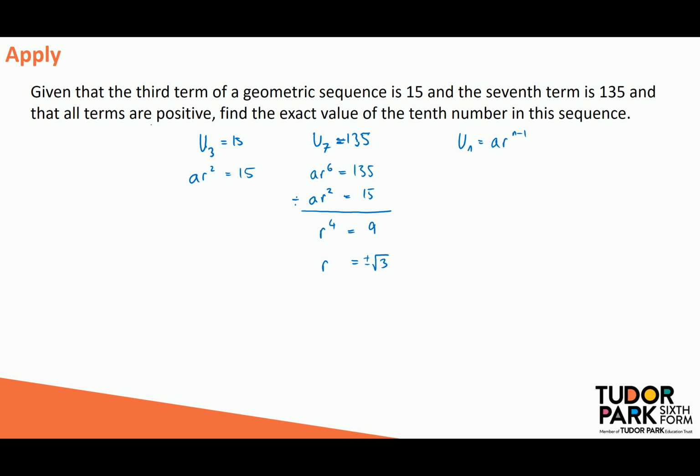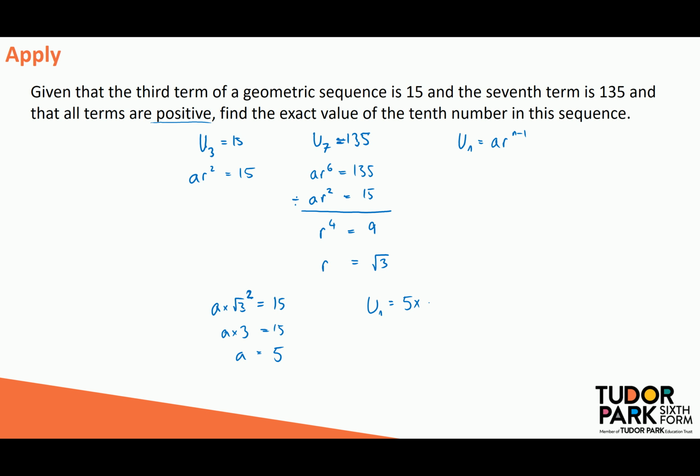Now, I know that all terms in this are positive, so actually I can ignore the negative here and just deal with r being positive root 3. I still haven't worked out what the first term is. For that, I need to go back into that first equation, so I'm going to use a times root 3 squared is equal to 15, and that's going to tell me that a times 3 is equal to 15, or that a is equal to 5.